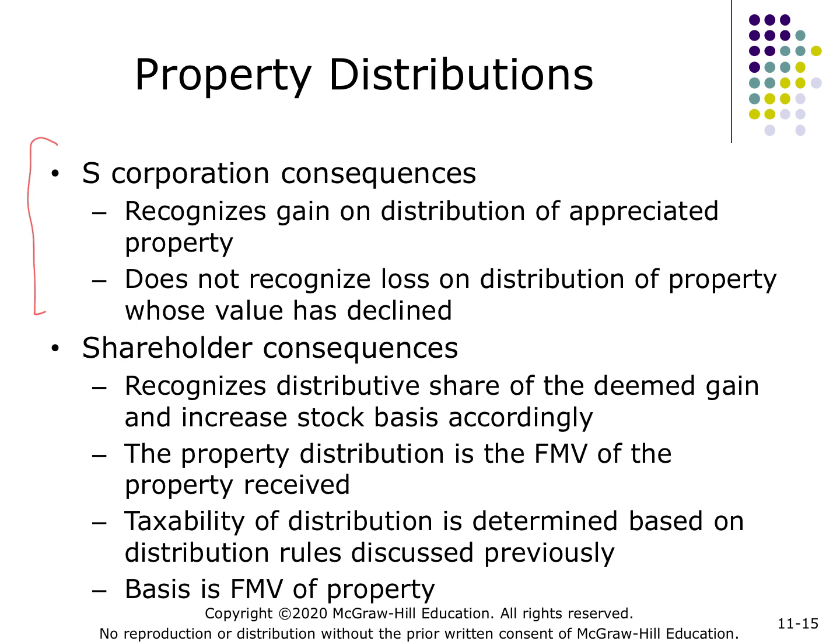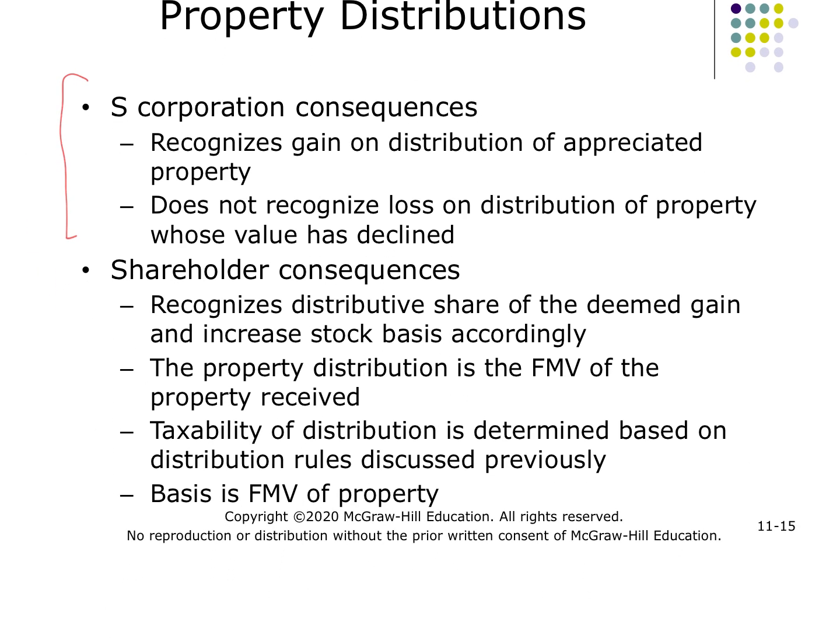From a shareholder perspective, the shareholder recognizes a distributive share of the deemed gain, and stock basis would increase, okay? The property is distributed at the fair market value, right? And then whether or not that is a taxable distribution is determined by the balance in that AAA account and the earnings and profits, okay? And then the shareholder's basis would be the fair market value of that property when it was distributed, okay?